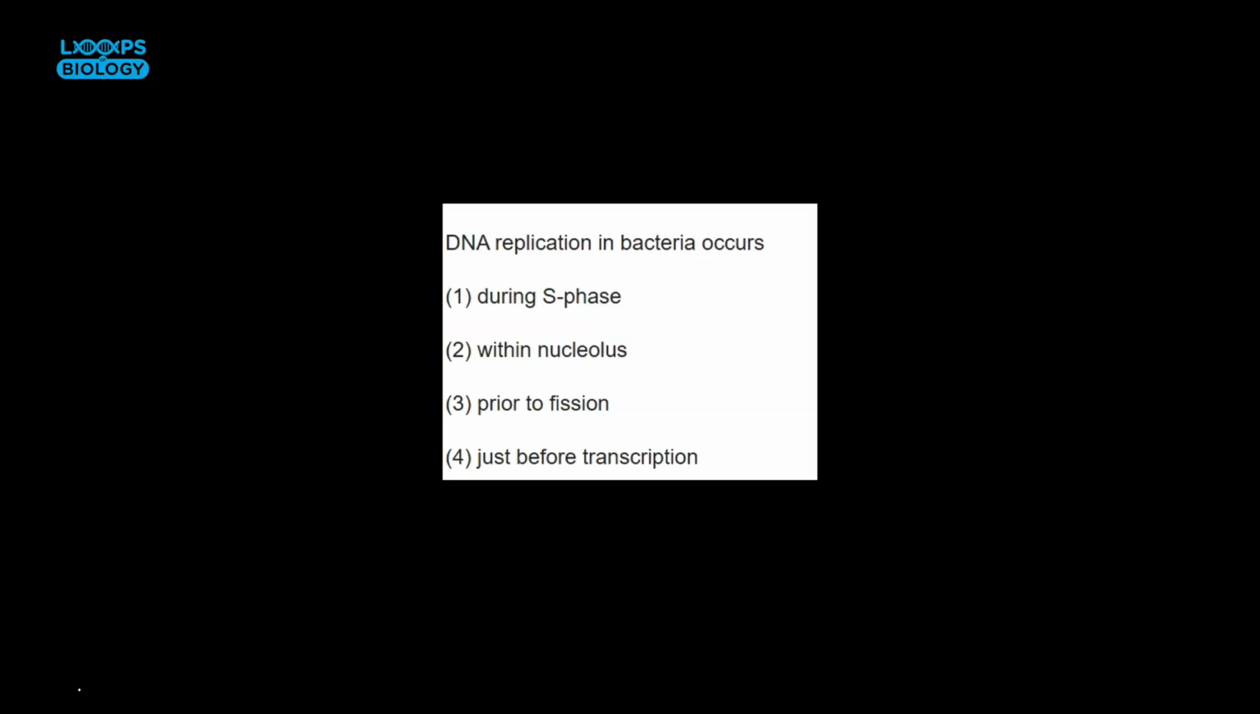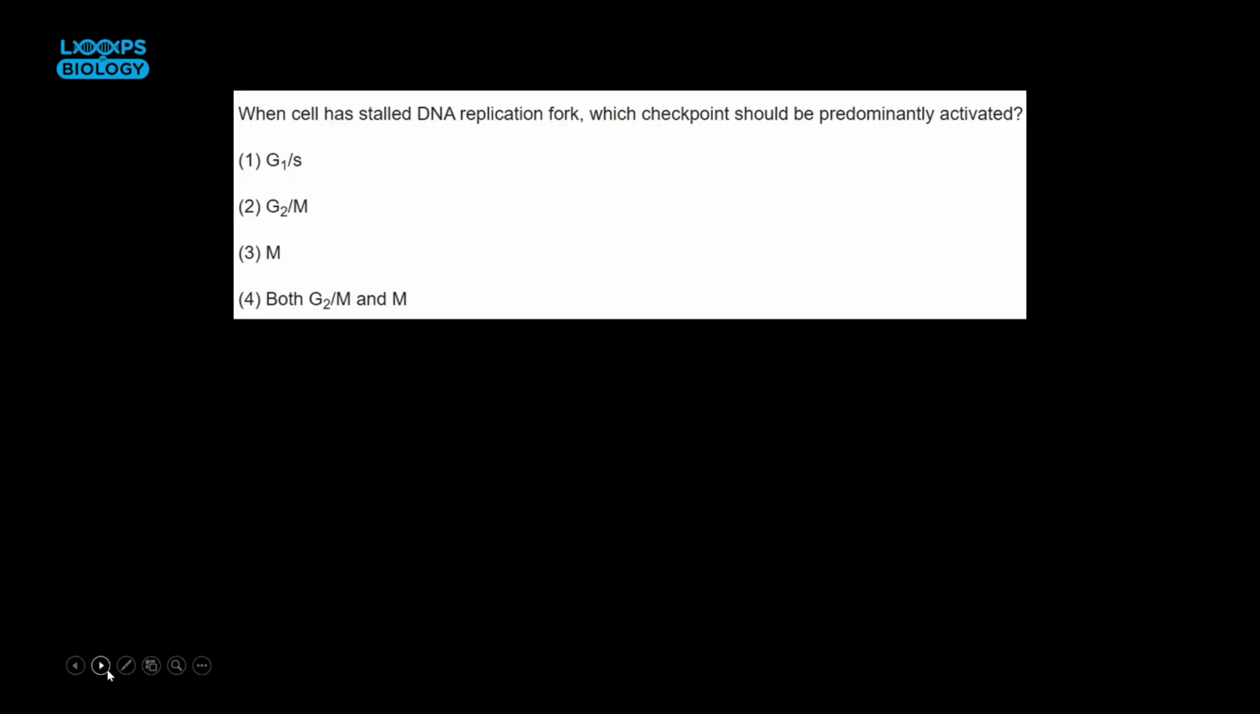So the DNA replication in bacteria occurs. As we have seen, DNA replication is nothing but doubling of DNA content, and this is occurring within the S phase of interphase. Alright, so this answer should be option number 1, during S phase.